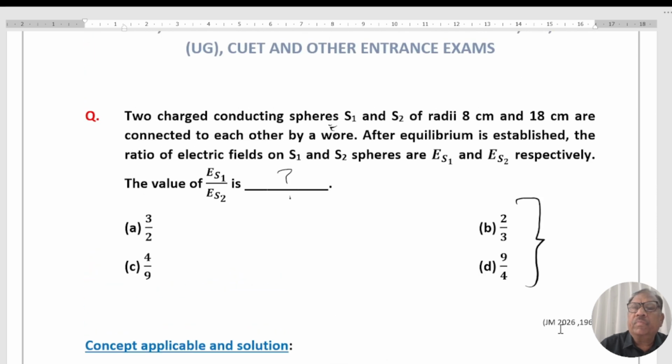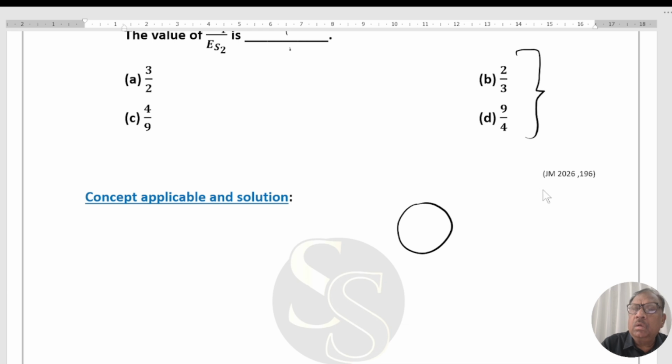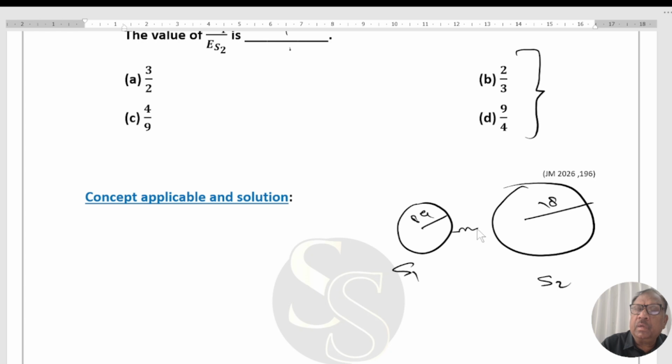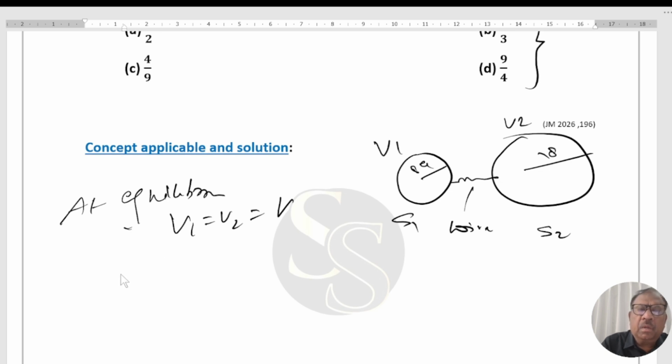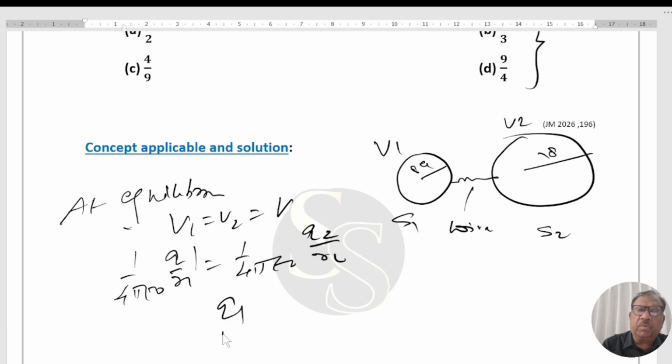One sphere has radius 8 centimeter, and the other 12 centimeter. S1 and S2 are connected by a wire, and at equilibrium the potentials are equal, V1 equal to V2 equal to V. Potential due to a point charge is 1 over 4 pi epsilon naught Q1 upon R1 equal to 1 over 4 pi epsilon naught Q2 upon R2. From this we will find the relation between Q1 and Q2.